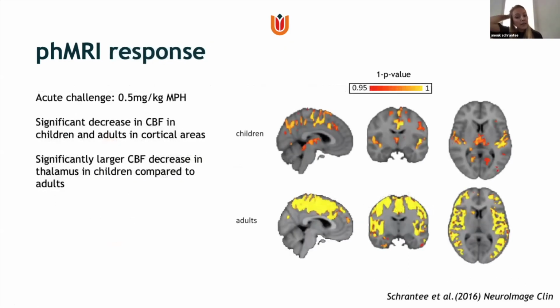So first of all, we see that there's already an age-dependent effect in the pharmacological MRI response at baseline. So we observe a significant decrease in cerebral blood flow in children and adults in cortical areas. But the effect is actually more widespread in adults, as you can see here. In contrast, in children, we actually observe a larger effect of methylphenidate on thalamic CBF compared to adults.